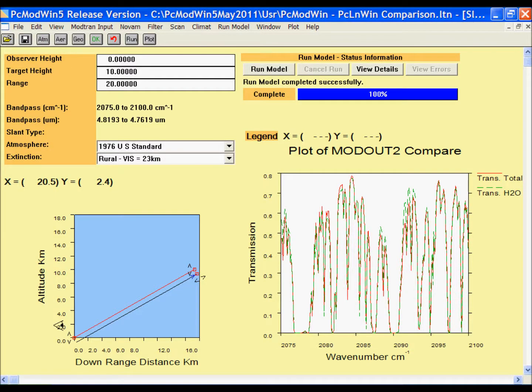Prior to the most recent version of Modtran, Modtran 5, someone who was doing laser transmission in the atmosphere had to use a code like Fascode or our HiTran PC. However, for most cases, you can now use Modtran with our PC ModWin.